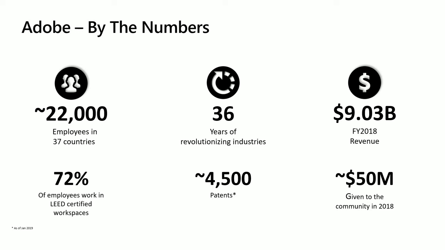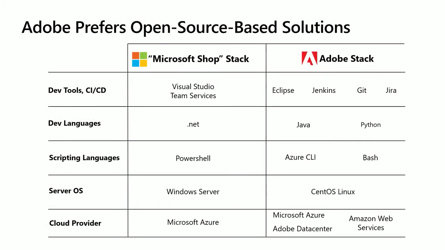Business has been good. We've grown to $9 billion in our fiscal year 2018, and we now have about 22,000 employees across the world. We're a technology company. That's what we do. We have about 4,500 patents that have been received from our efforts, and fundamentally, technology is the thing that we really are about.